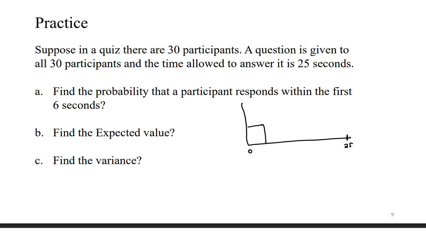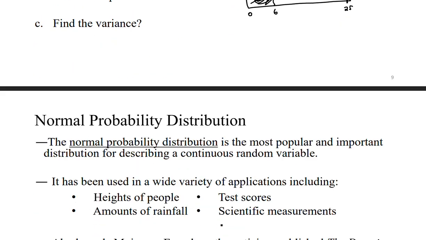So the interval is from 0 to 25. And we want to find the probability that somebody will answer within the first 6 seconds. So this is the area that we're looking for. Use the formula to find that probability and then find the expected value and the variance.